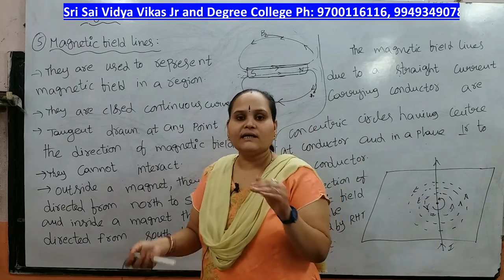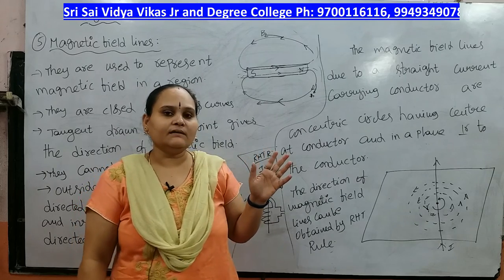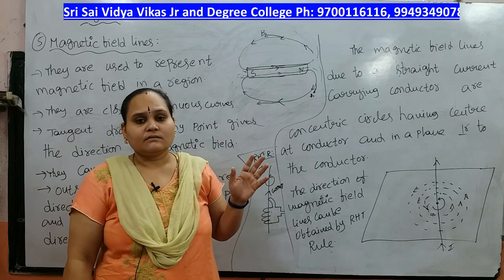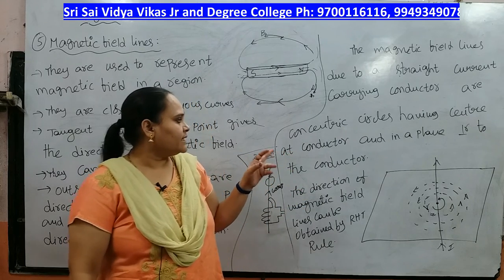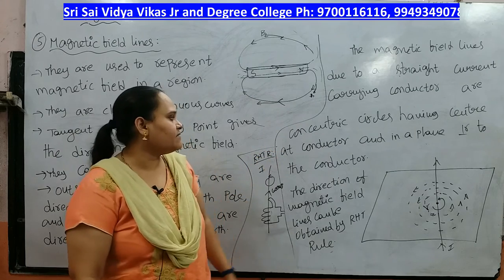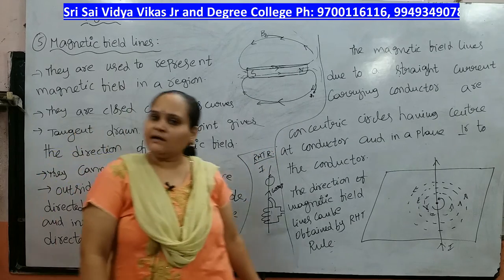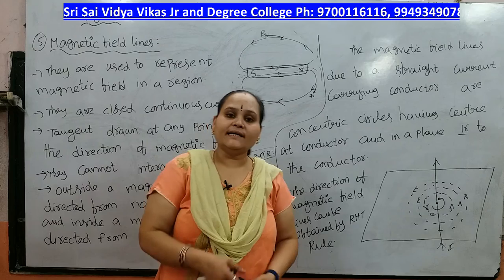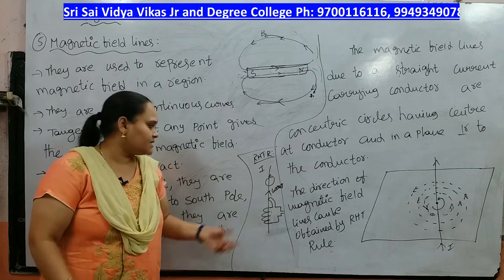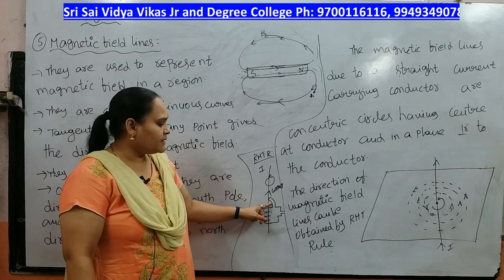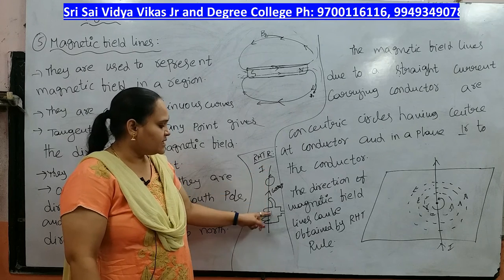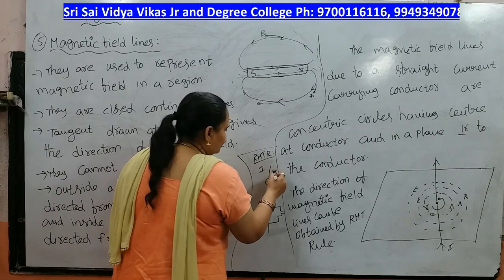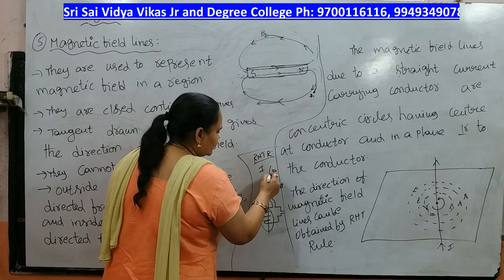Here we are considering a current carrying conductor, perpendicular to the plane, and it produces concentric circles having center at the conductor and in a plane perpendicular to the conductor. The direction in these concentric circles is indicated by the right hand thumb rule. This is the conductor. Our thumb indicates the direction of the current, upward, and the four fingers show the direction of the magnetic field.